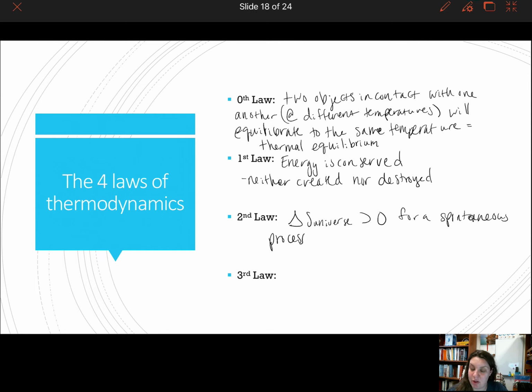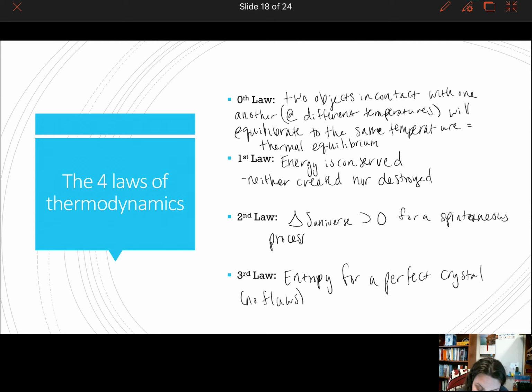And our last law, which we have not looked at at all, is the entropy of a perfect crystal is 0 at 0 Kelvin. So a perfect crystal, no flaws whatsoever, and at 0 Kelvin, is 0. So basically everything else has entropy.